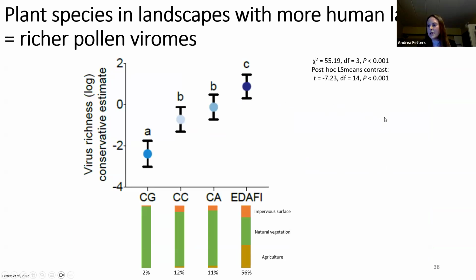Here I'm showing the landscapes along the x-axis, and again, that conservative richness, or the conservative estimate of virus richness along the y-axis. And we found that plant species growing in that Eastern deciduous agroforest interface, or the landscape with the highest amount of human land use, had the richest pollen viromes. In contrast, the plants growing in the California grasslands, or the place with the least amount of human land use, had the least number of pollen-associated viruses.